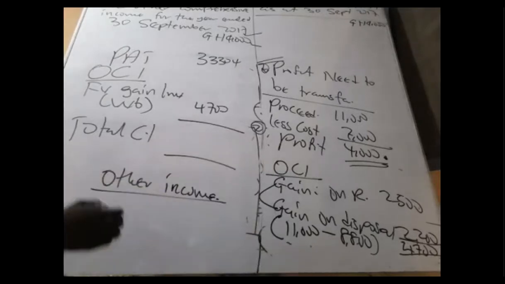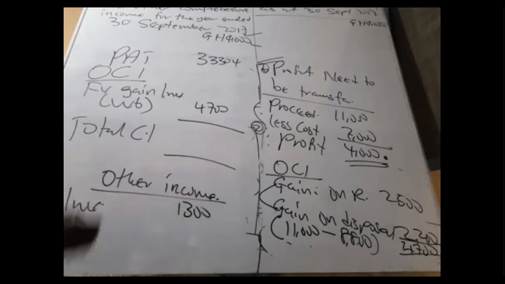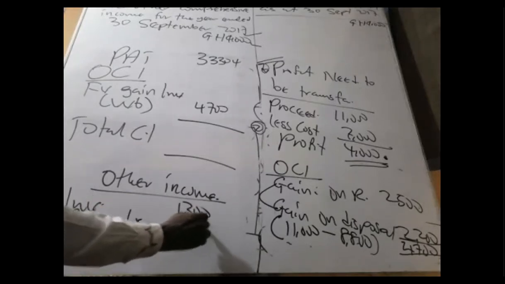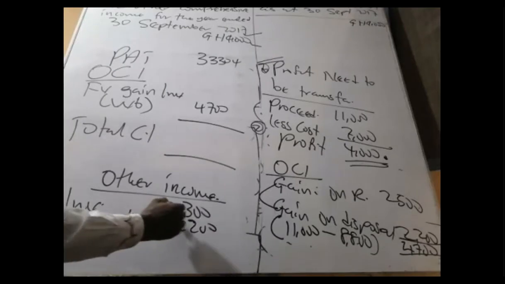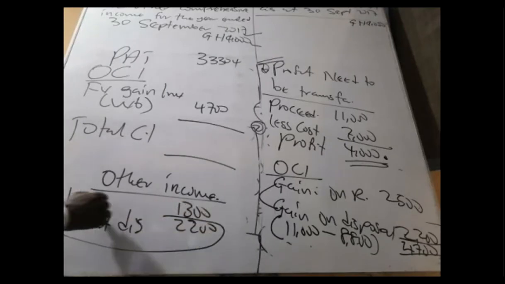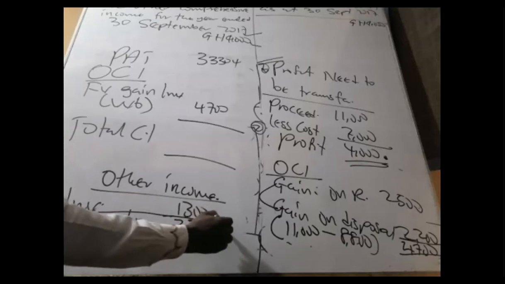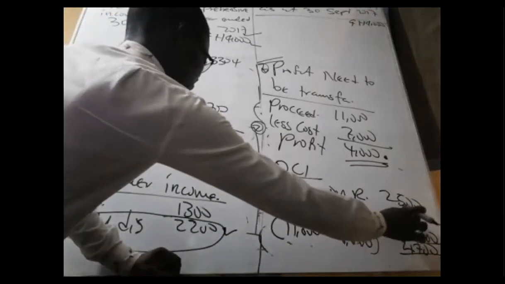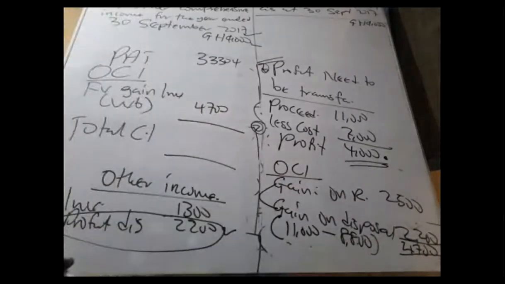The other income we had: one, investment income of 1,300. Then we added profits on disposal of 2,200. And we said that now we are going by the alternative treatment where this profit has been treated here. This is a profit that is treated here, that it will form part of the gain.